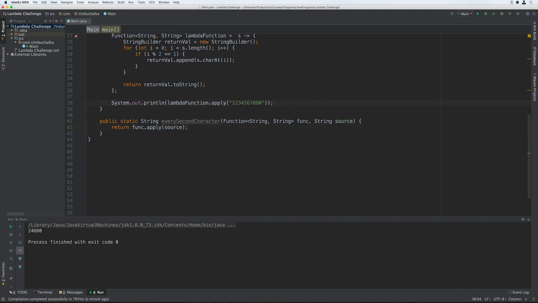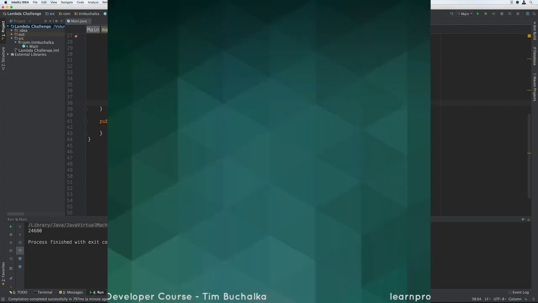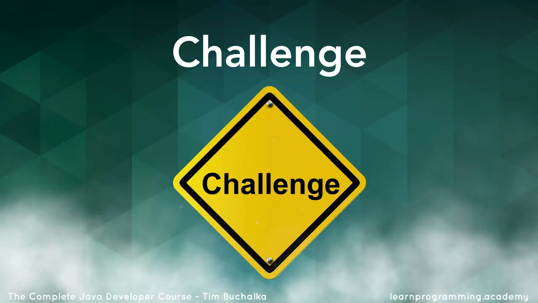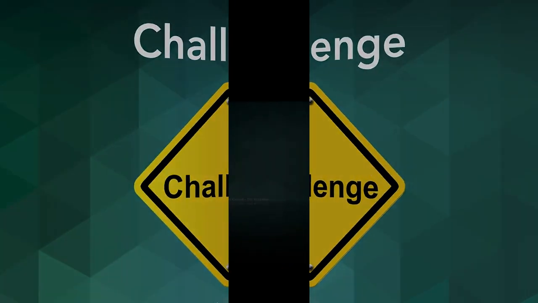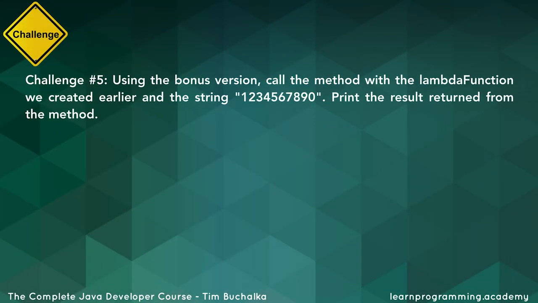Let's move now on to challenge 5. Using the bonus version that we just coded, call the method with the Lambda function we created earlier and the string 1, 2, 3, 4, 5, 6, 7, 8, 9, 0, then print the result returned from the method. So that's challenge 5. Go ahead and try that out, pause the video now, and I'll see you when you get back.